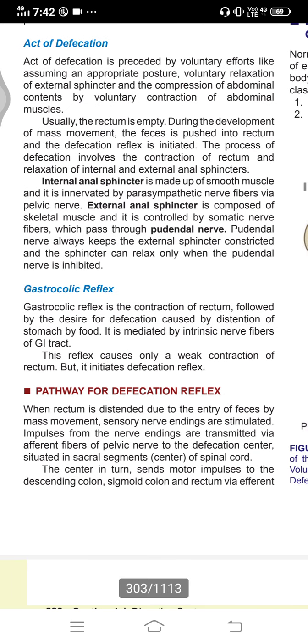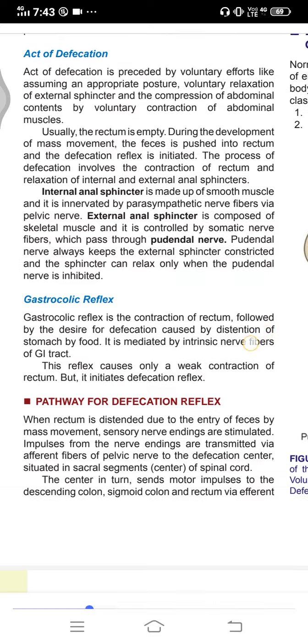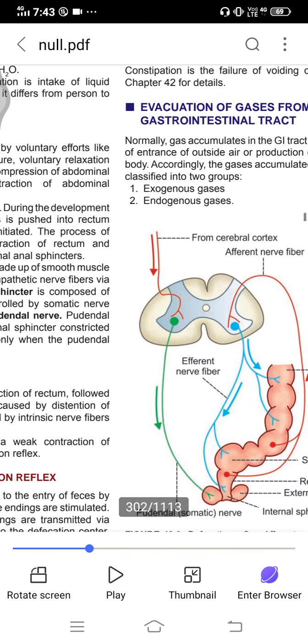Gastrocolic reflex. The gastrocolic reflex is the contraction of the rectum followed by the desire for defecation caused by distension of the stomach by food. It is mediated by intrinsic nerve fibers of the gastrointestinal tract. This reflex causes only a very weak contraction of the rectum, but it initiates the defecation reflex. Now, the pathway for the defecation reflex we'll talk about in the next chapter.